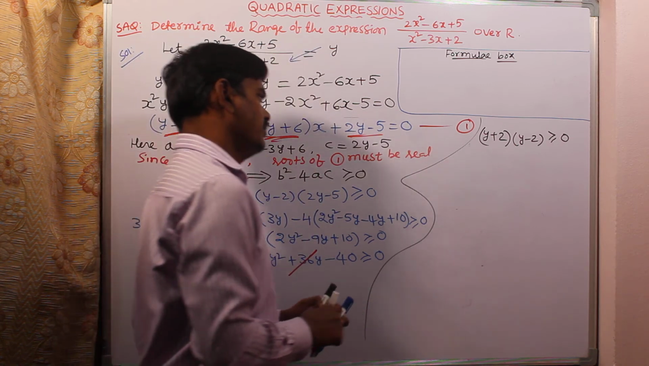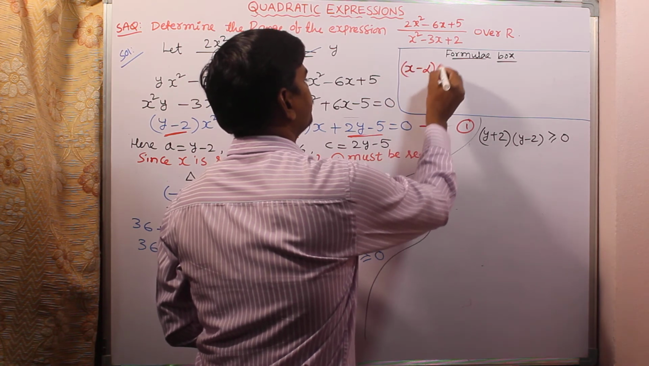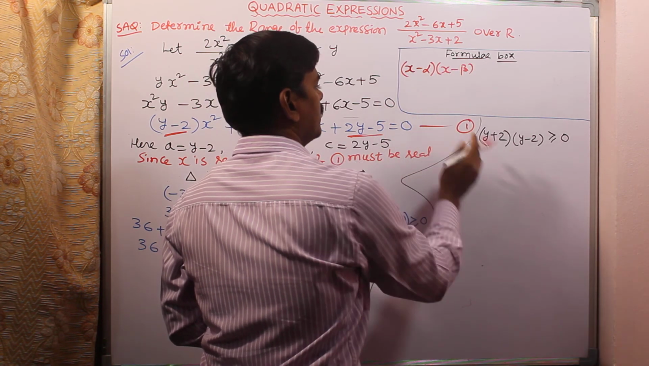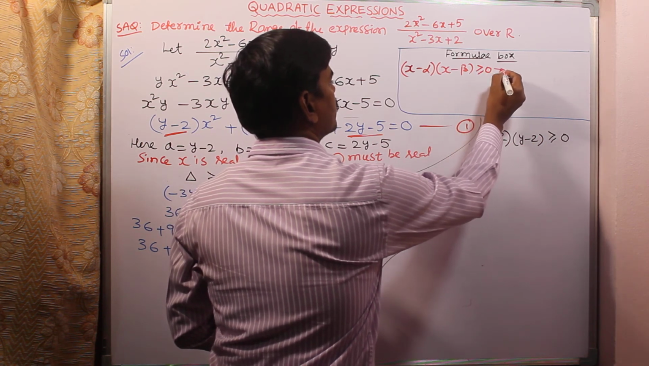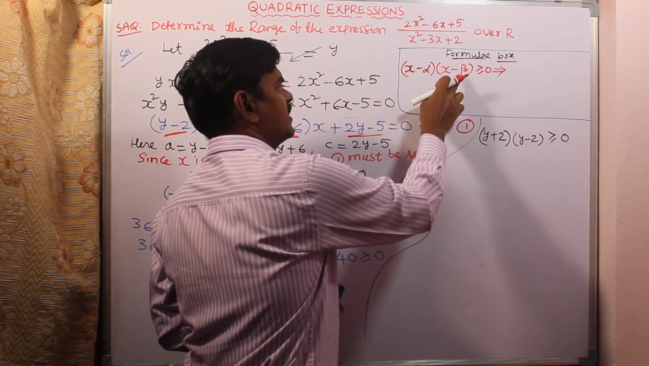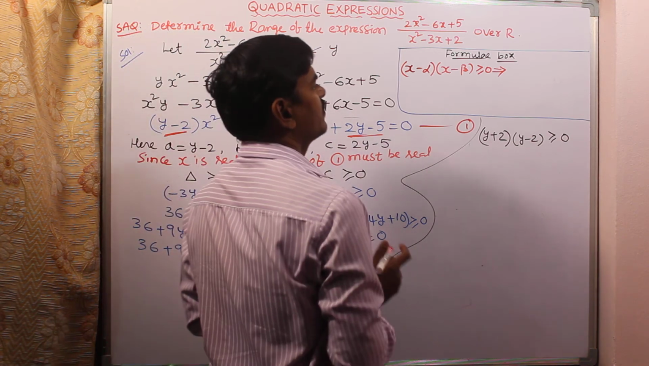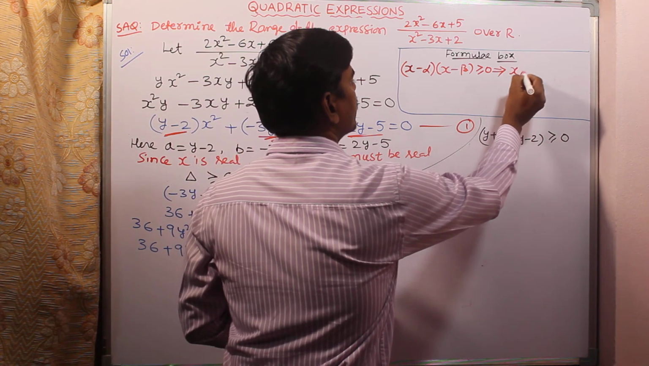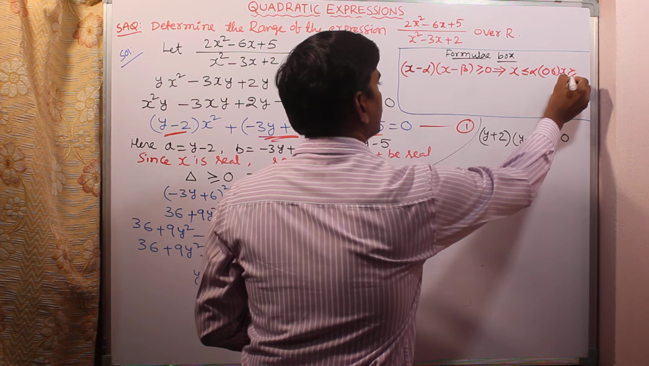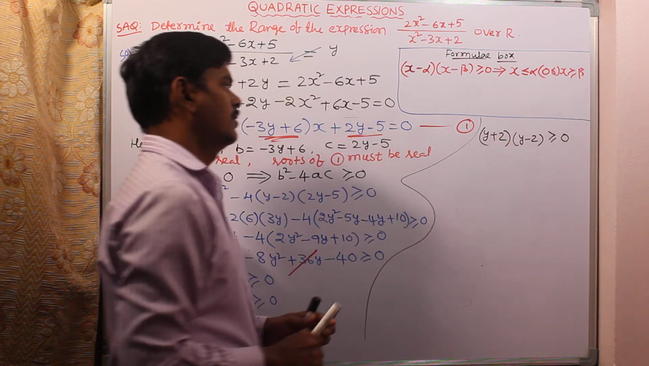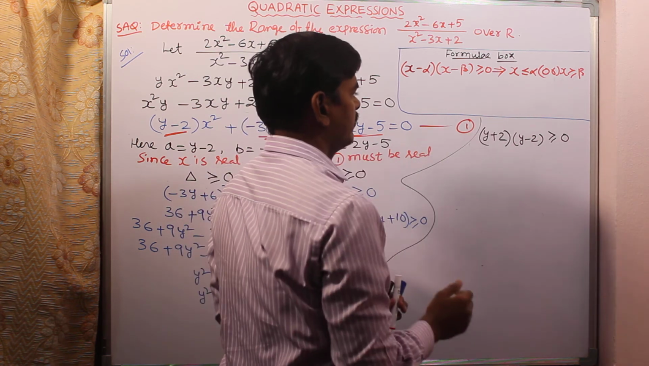Now in this situation we need to remind the inequality formula: x minus alpha into x minus beta greater than or equals to 0. What is the formula? X minus alpha into x minus beta greater than or equals to 0 means x value doesn't lie in between alpha and beta. Then where does it lie? X value will be always less than or equals to alpha, or x value will be greater than or equals to beta.